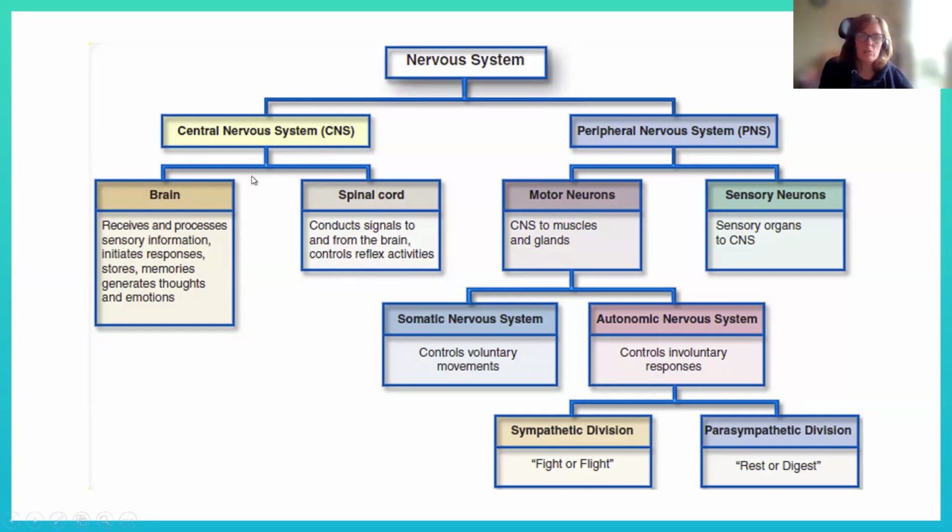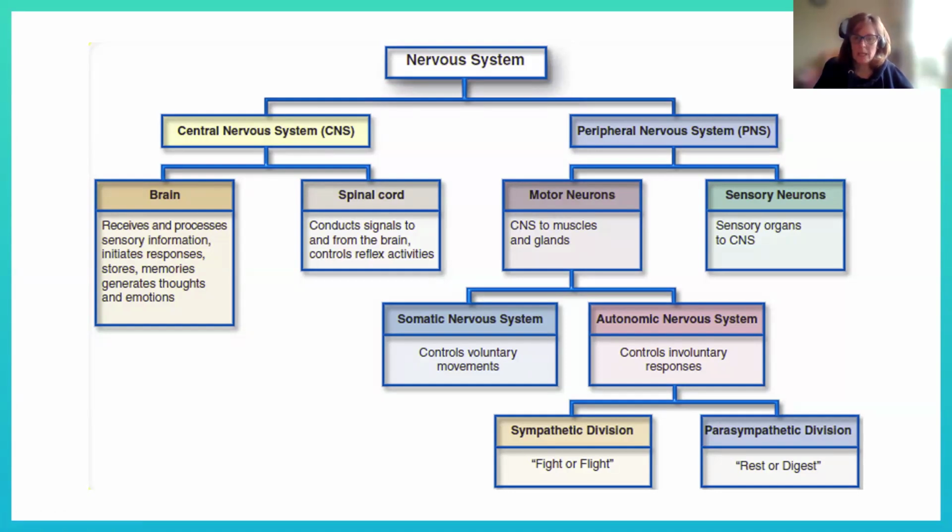So that's your central nervous system. Think of it as the control center. Your peripheral nervous system is more like communication and control. We've got motor neurons, think motor movement. That's how your central nervous system, the CNS, sends messages to the muscles and your glands. Think muscles, movement, motor movement, muscles.